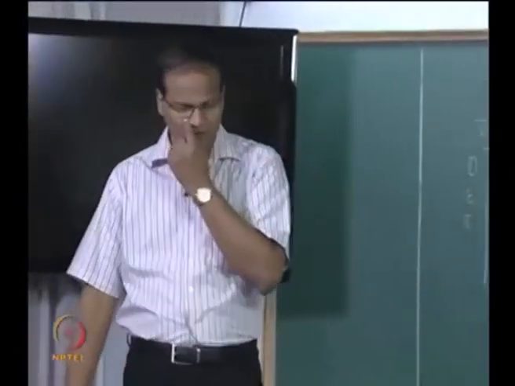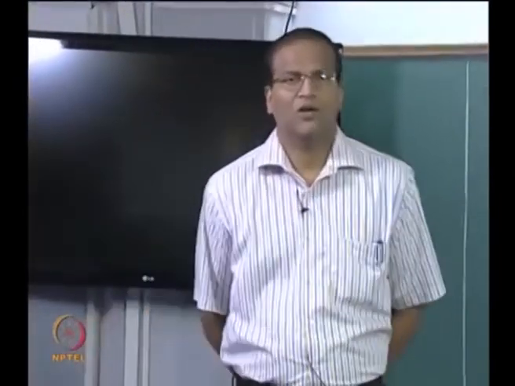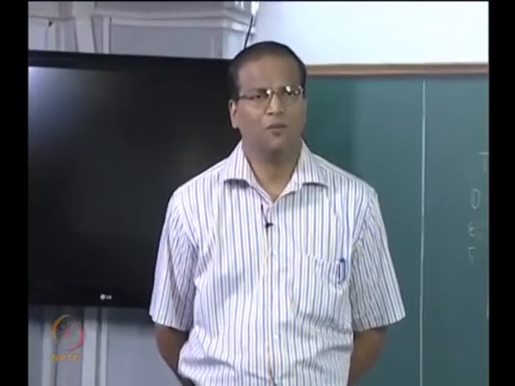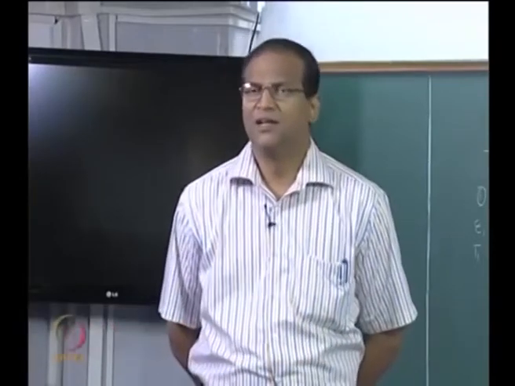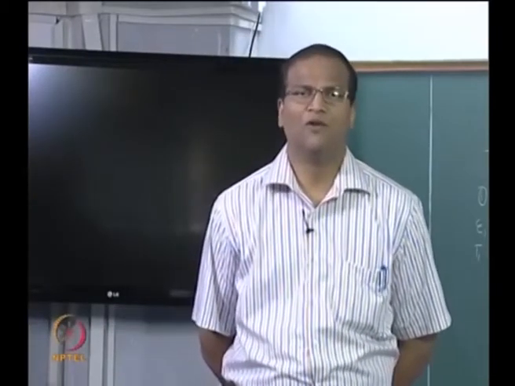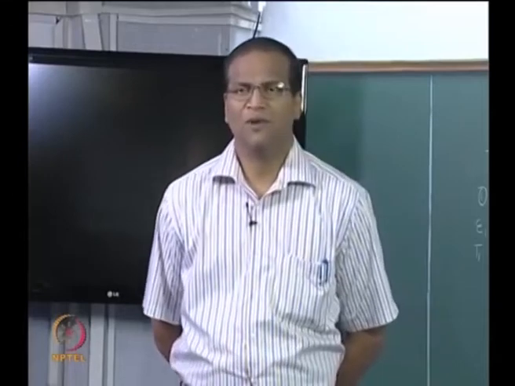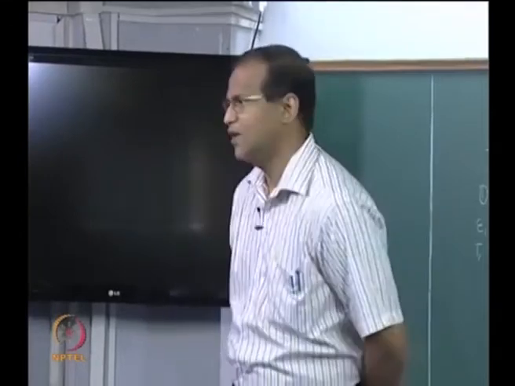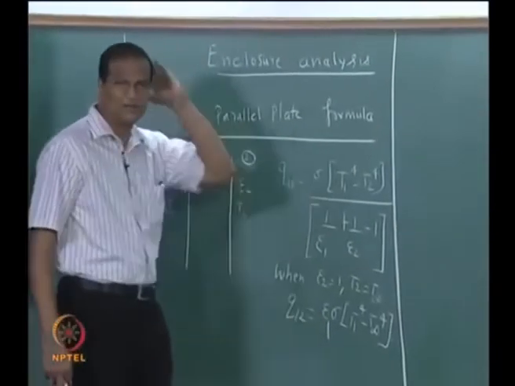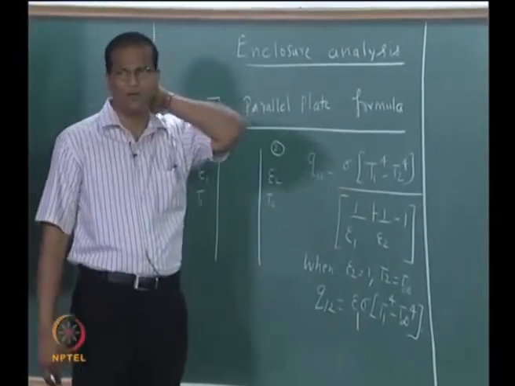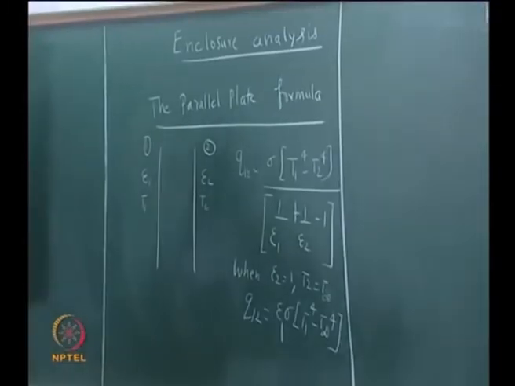Then we went on to solve the problem of a two zone or two surface enclosure, where you have two parallel plates which are infinite in extent, so that F12 equals 1. Then we wrote the radiosity relations, we found J1 and J2, we found q equal to J1 minus G1, equal to J1 minus G2, and we got the familiar parallel plate formula. This is a very important result which can be used to model heat transfer between two plates when the convection between them can be neglected.